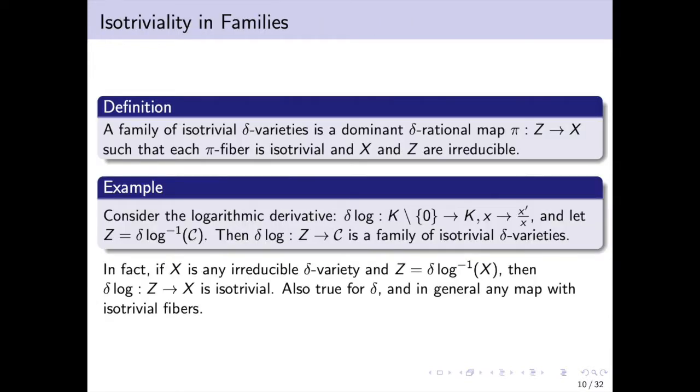Okay, and so what I'm really going to be interested in this talk is isotriviality in families. What I call a family of isotrivial delta varieties is a dominant delta-rational map pi from some variety Z to some variety X, where each fiber is isotrivial, and both X and Z are irreducible. A classic example is to take the pullback of the constants under the logarithmic derivative. So this is a family of isotrivial varieties. In fact, this would work for any variety: if we take the pullback of any delta variety by the log derivative, it will give us this sort of family.